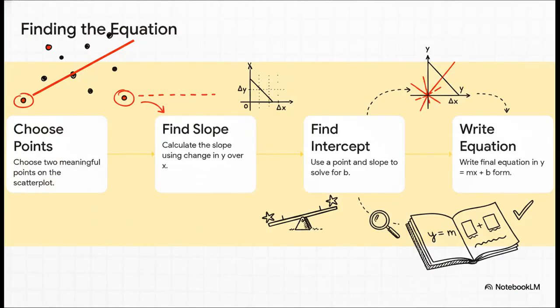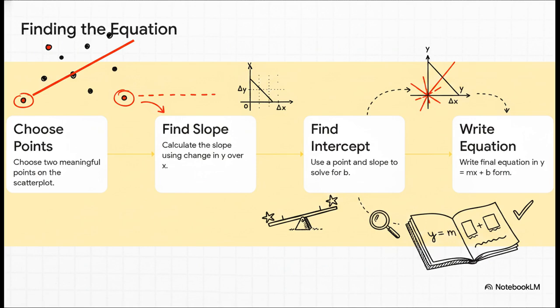Now for the actual mechanics. And hey, don't let the math intimidate you. It is just a series of super simple logical steps. Think of these 4 steps as your master blueprint for any scatter plot. First, choose 2 meaningful points. Second, calculate the slope. Third, find the y-intercept. And fourth, write your final equation as y = mx + b.